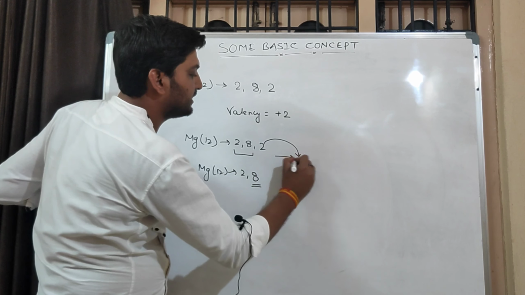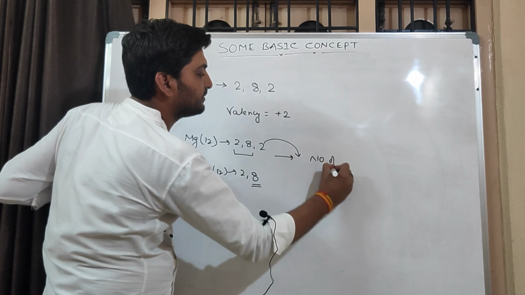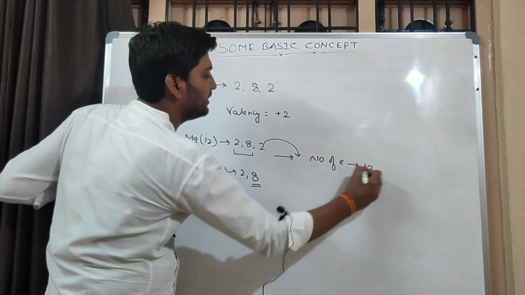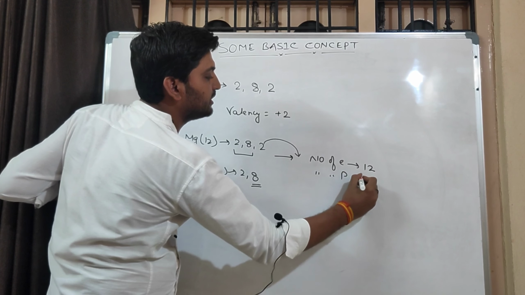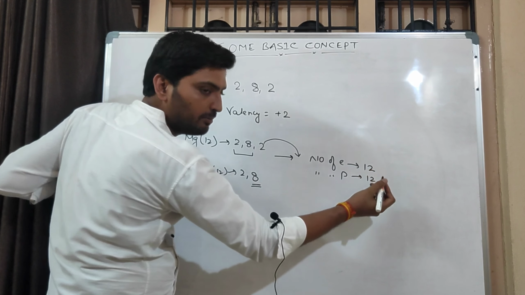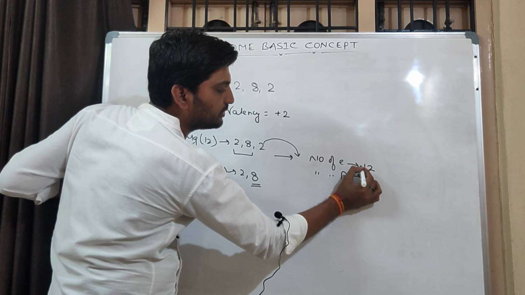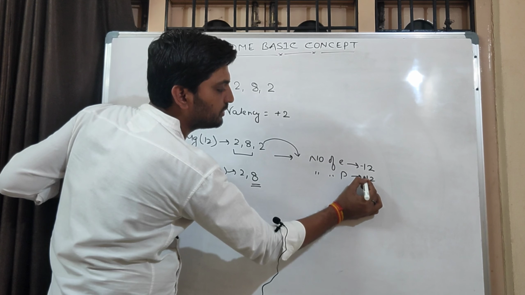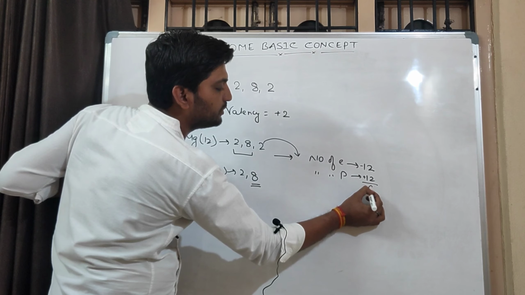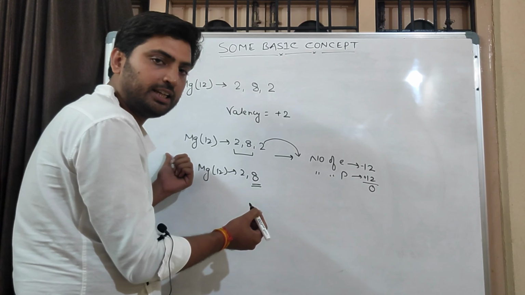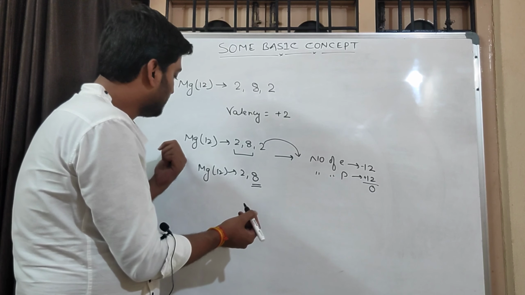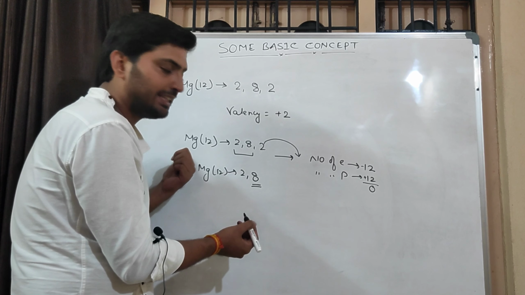Now what happens here? See, in this case the number of electrons is 12 and the number of protons is 12. Each electron has -1 charge, so for 12 electrons -12, for 12 protons +12, it becomes 0. So this is neutral. That's why it is in the ground state, meaning it is an atom.